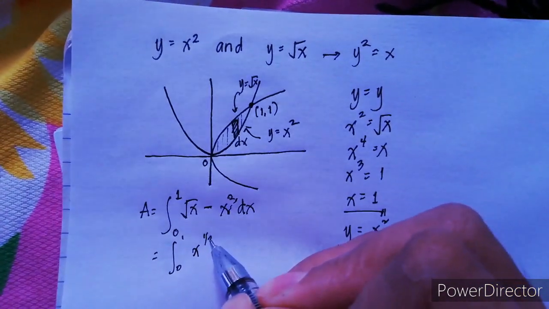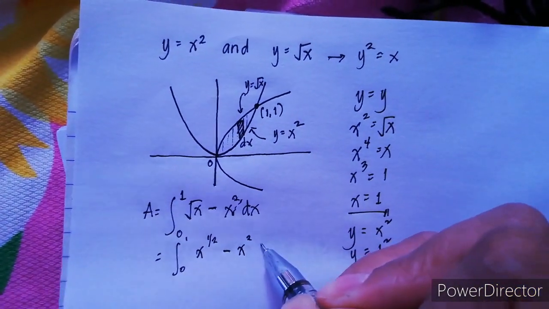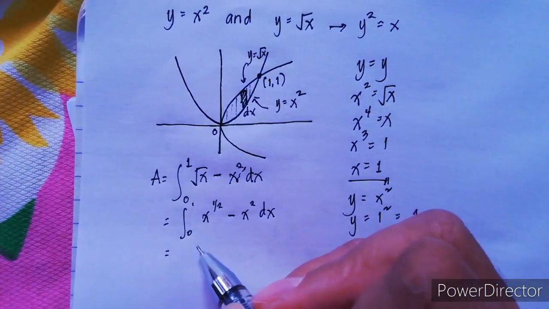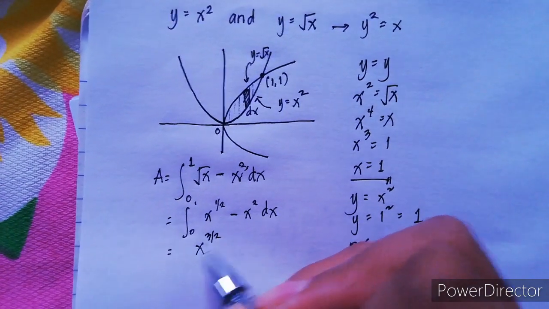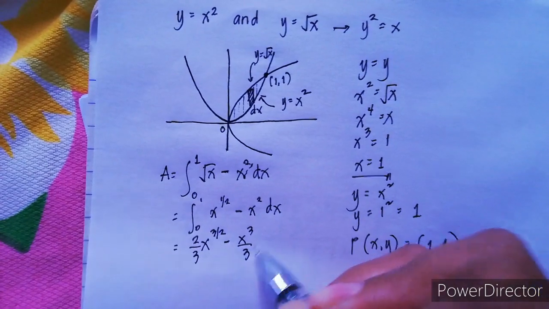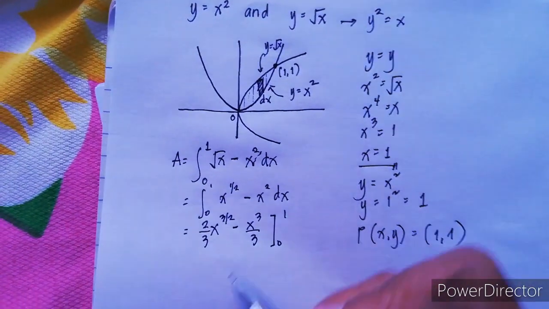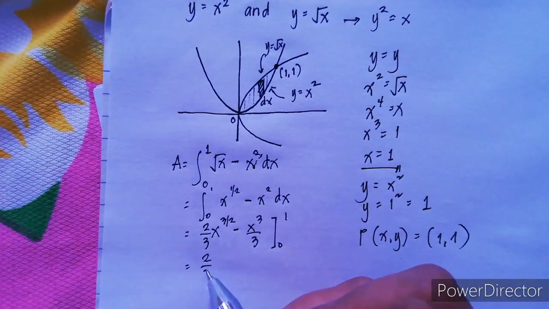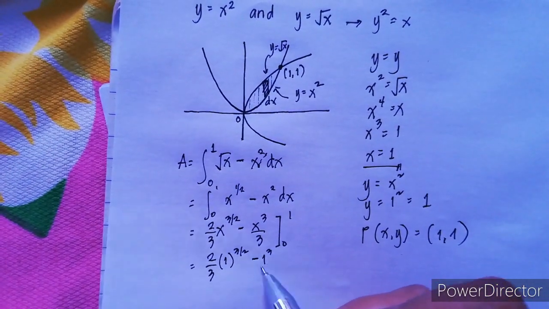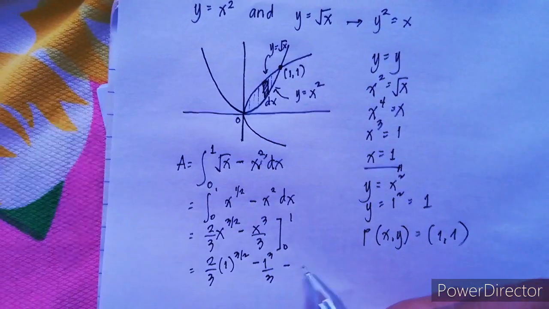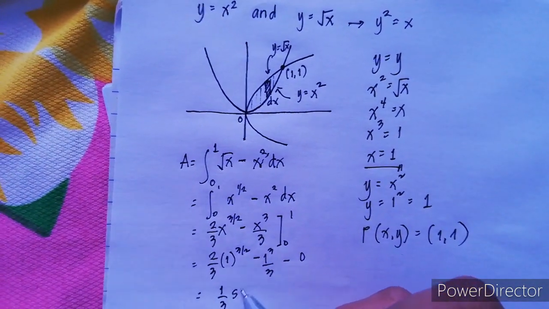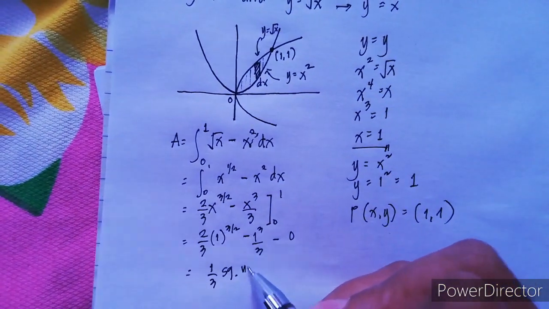So let's just simplify. By power rule, we have x raised to 3 halves times 2/3 minus x cubed over 3. Limits is from 0 to 1. Then substitute the upper and lower limits. That's 0. So the answer is 1/3 square units.